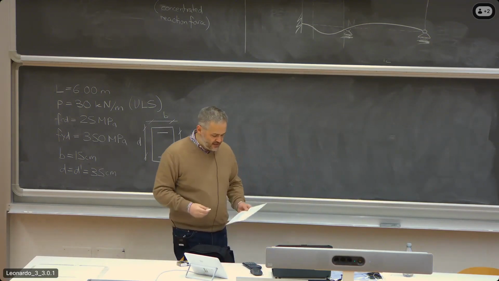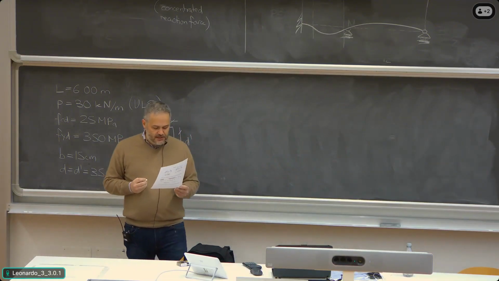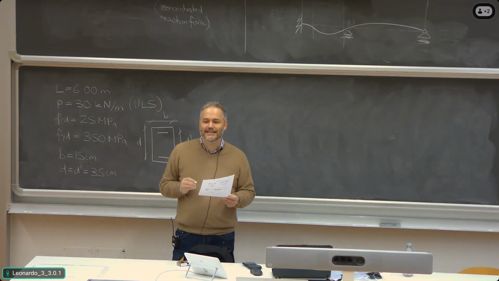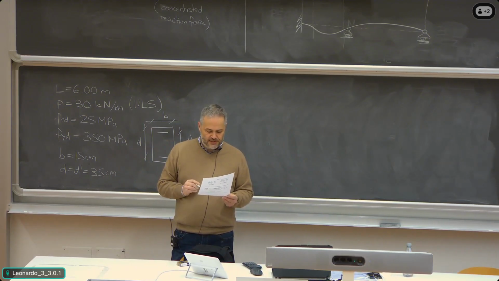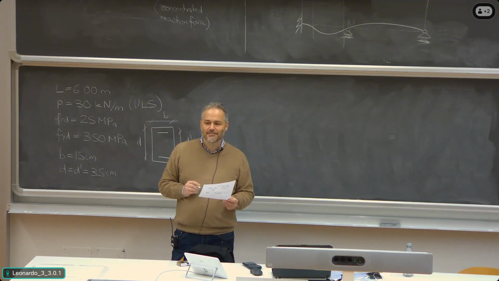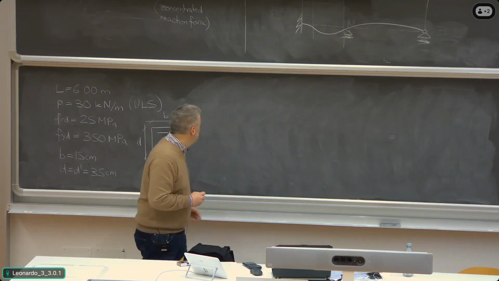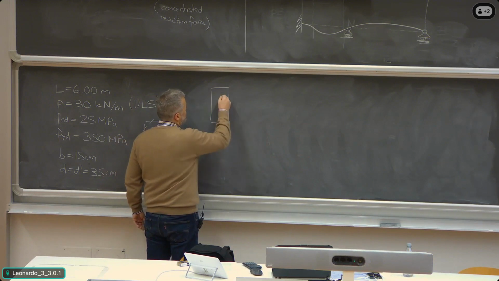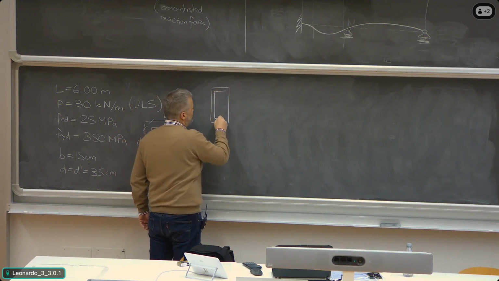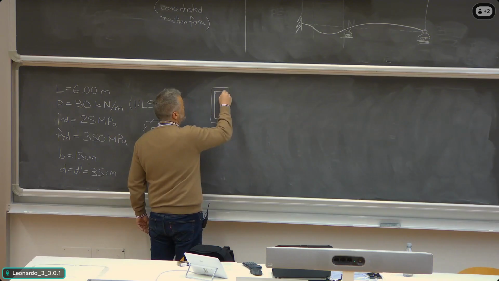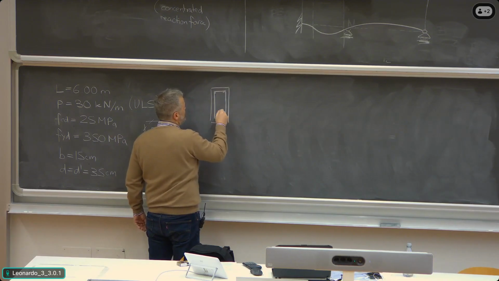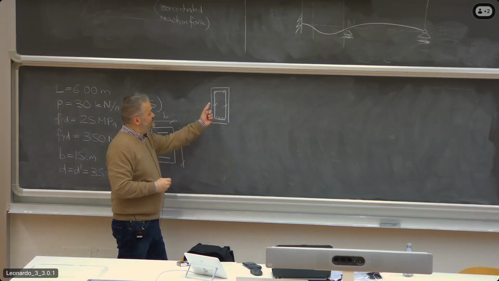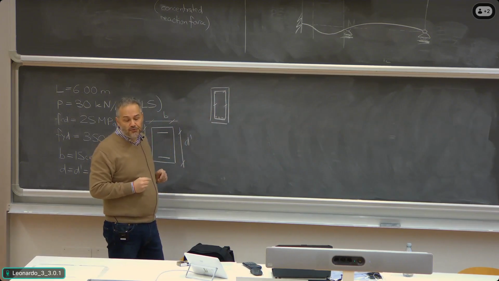Now the last point of the assignment reads: design the spacing of the stirrups required at the left of point B, assuming the stirrups consist of two-legged vertical 8 mm diameter rebars. So this means that my section consists of such a situation. We have stirrups like this with 1 and 2 legs. Okay, this information is important.